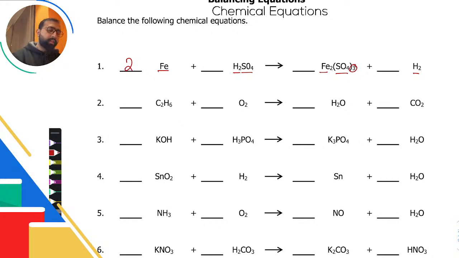So I have 3 sulfate over there, 1 here, 3/1 is 3. So I'll just multiply this by 3. And that means sulfate is also balanced. What about hydrogen? Now I have 3 times 2, 6 hydrogen on the left side and 2 on the right side. So 6 divided by 2 is 3. So I just put 3 here and my equation is balanced. All right, so that's my first equation.